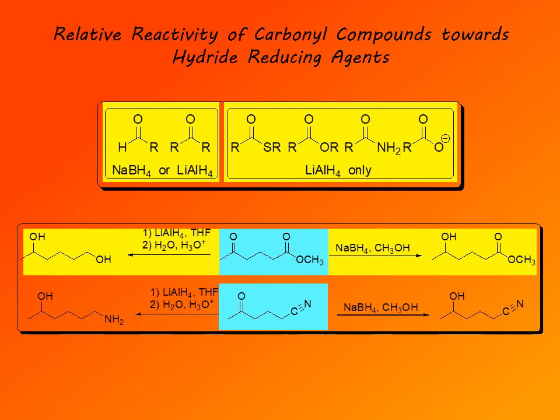And here is another example, a ketonitrile. Reduction of ketonitrile with lithium aluminum hydride results in formation of the amino alcohol shown here. On the other hand, sodium borohydride reduction reduces only the keto group and leaves the nitrile group intact. So the product is a hydroxynitrile. Again, the chemoselectivity of sodium borohydride is shown here.